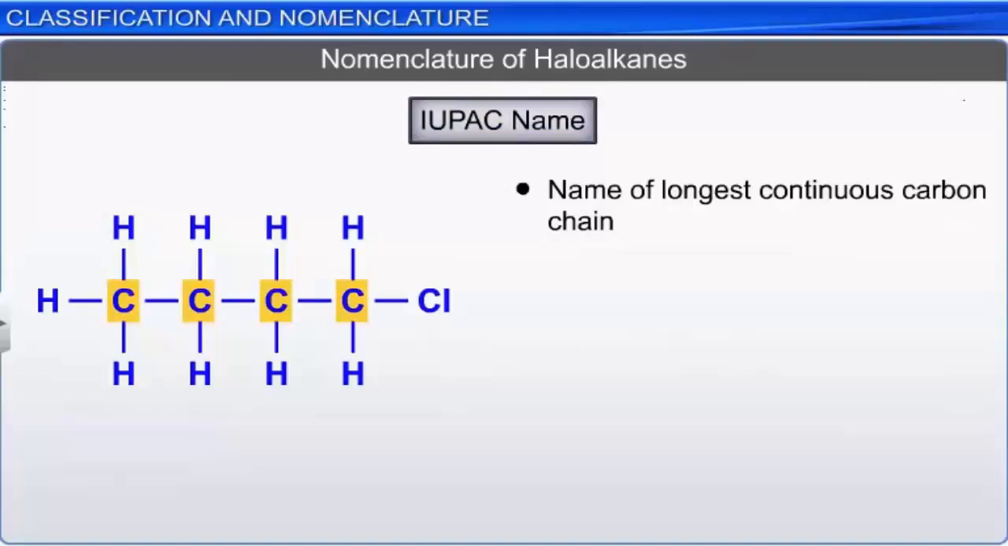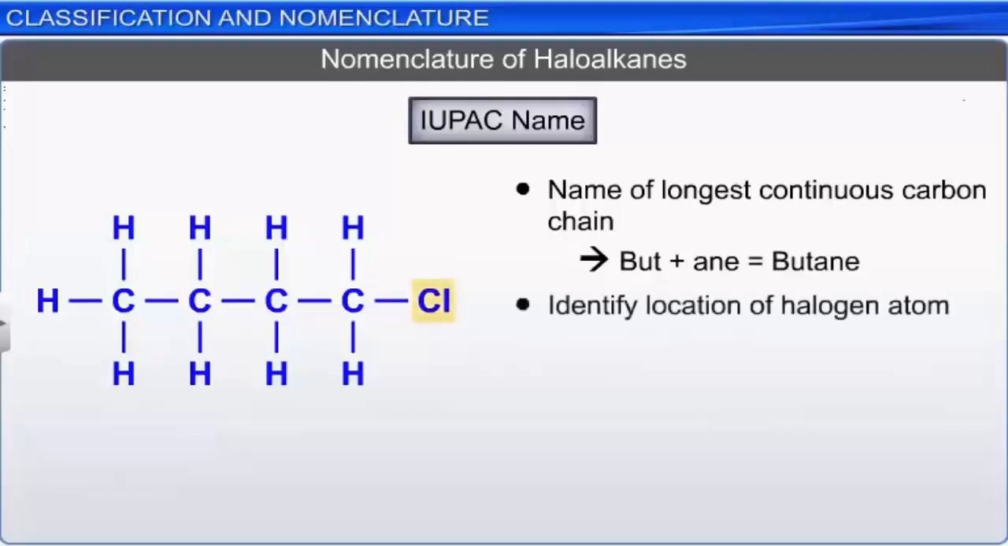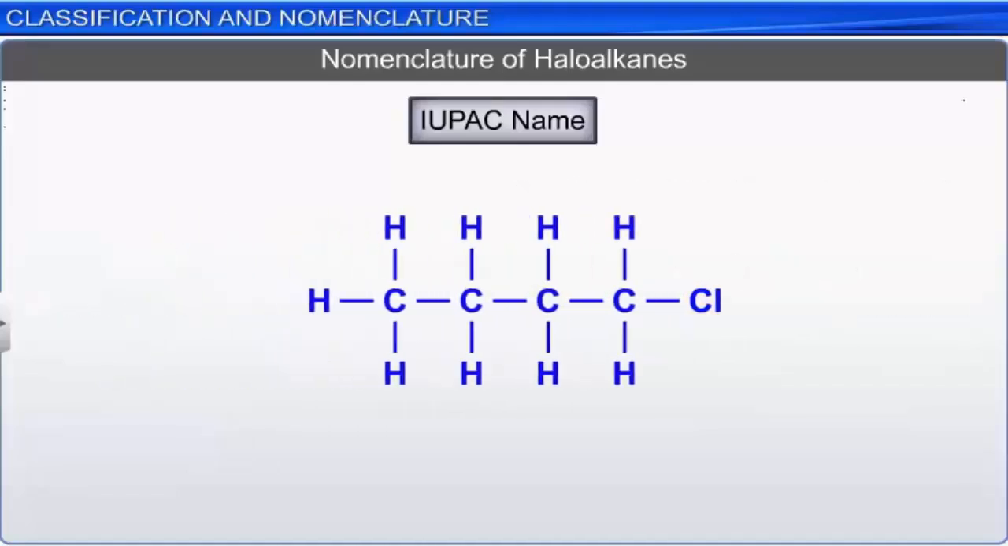We then need to identify the substituent and its location. For this, we need to start numbering the carbon chain from the end nearer to the carbon atom to which the substituent is attached. We see that the carbon atom with the substituent chlorine is in position 1. Thus, the name of the given compound is 1-chlorobutane.